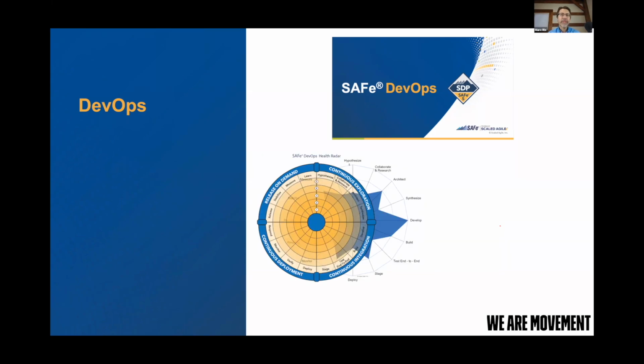We've also made improvements to the DevOps Health Radar, and this is live today. So I encourage everybody to go to the metrics page of the Scaled Agile framework and download the latest DevOps Health Radar assessment. We've made it much more usable, much more friendly, much more intuitive to use.